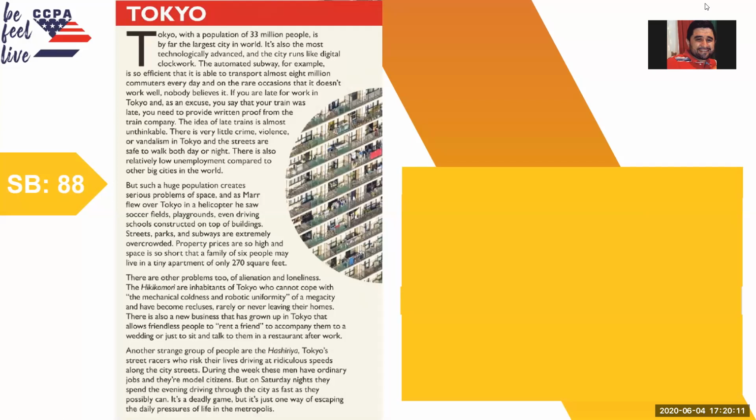If you are late for work in Tokyo and as an excuse you say that your train was late, you need to provide written proof from the train company. The idea of late trains is almost unthinkable. There is very little crime, violence, or vandalism in Tokyo, and the streets are safe to walk both day or night. There is also relatively low unemployment compared to other big cities in the world.